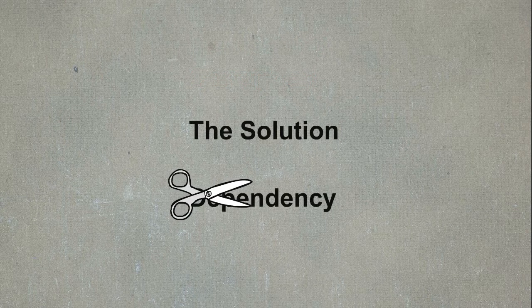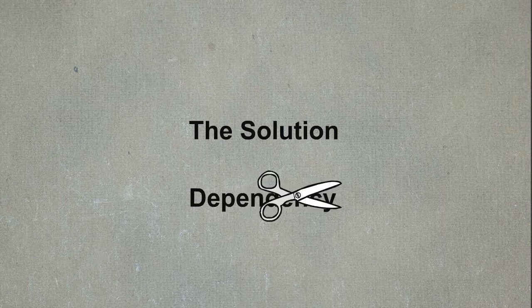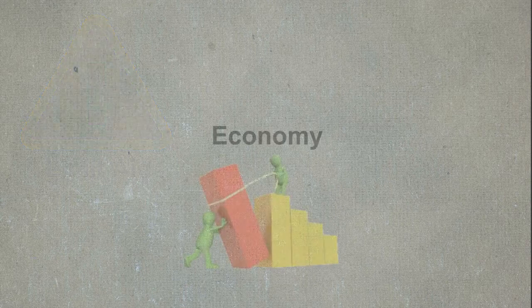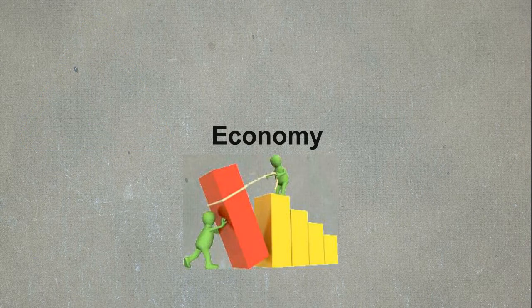Eliminate the dependency of these countries such that they are held accountable for the development of their economies and social structure. How do we accomplish this? From an economics perspective, we need to limit the amount and time of foreign aid provided to these countries. The best way to develop a country is for it to develop itself.